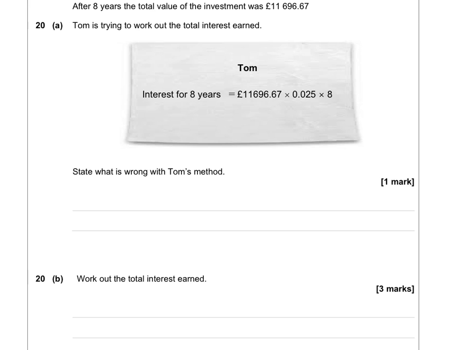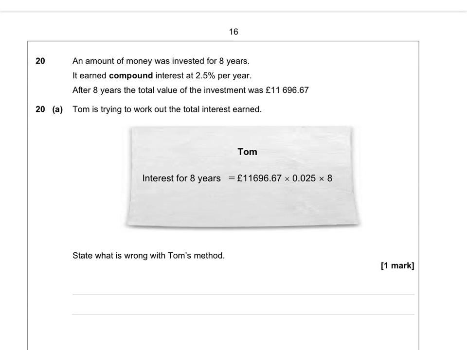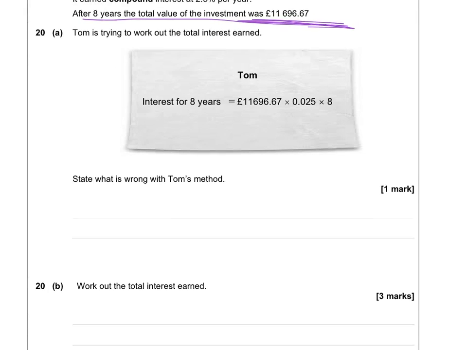Question 20, part B: work out the total interest earned. Now, we do not know how much money Tom began his investment with. We know that he invested an amount of money for 8 years, and after 8 years the total value of the investment was this number here. So this is a reverse percentage type question.